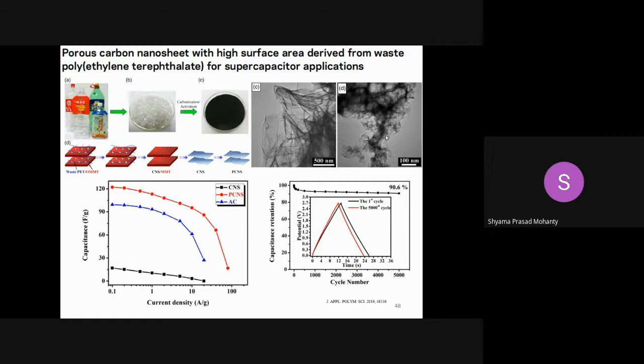So those were utilized in preparation of supercapacitors, the electrochemical double layer capacitors, and the capacity retention till 5,000 cycles was observed, and it retained about 90.6% of the initial capacity.